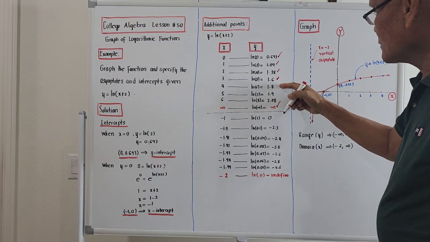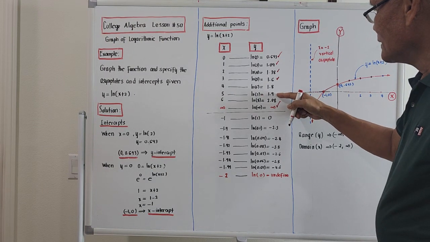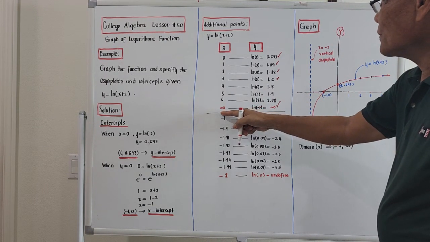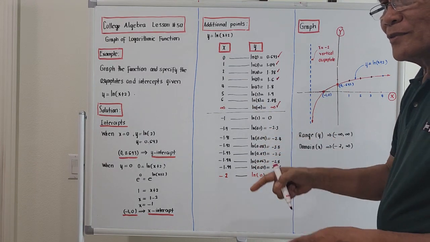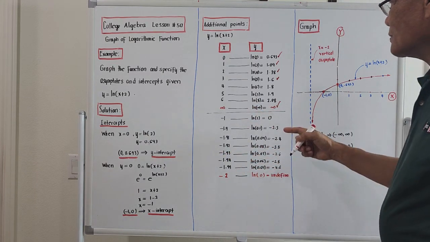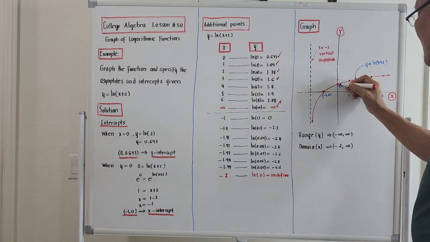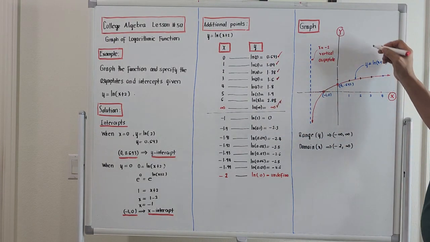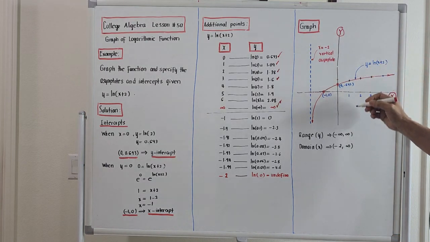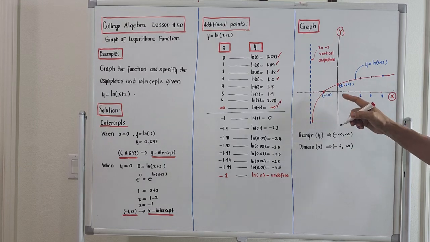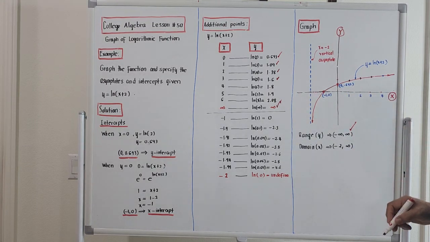Because as you notice, this is 1.6, 1.8, 1.9. So if the value of x is infinity, the natural log of a very, very big number will still be a very big number. So the value of y will still be infinity. So the graph will be going up like this. It will go up. So the range is actually from 0 to infinity.